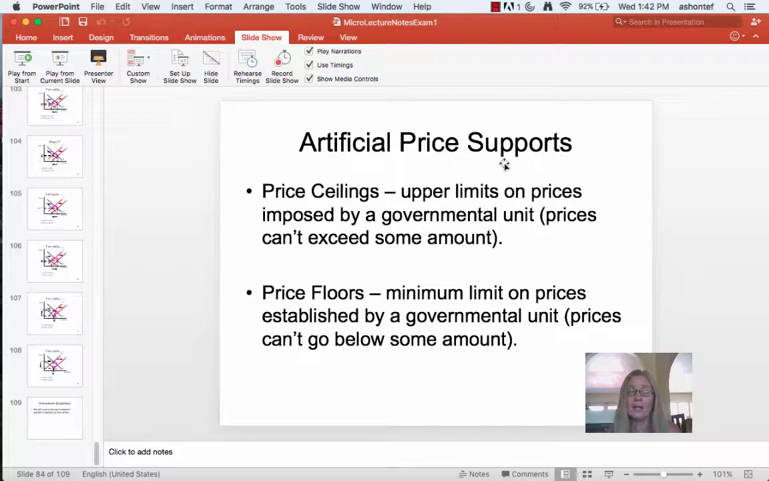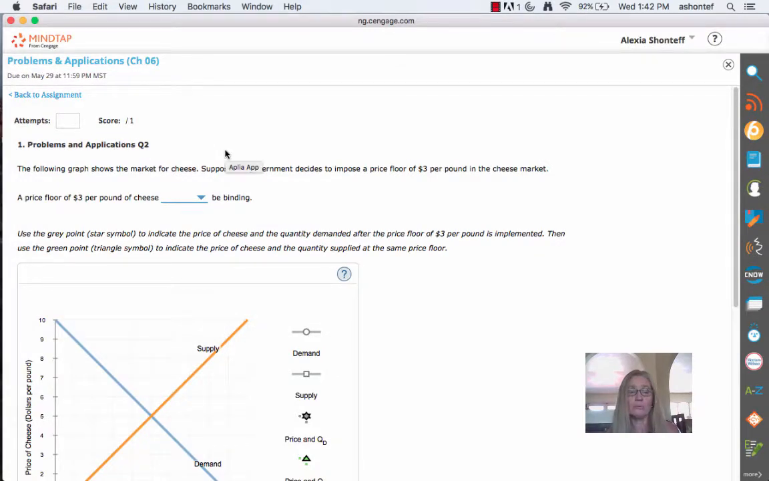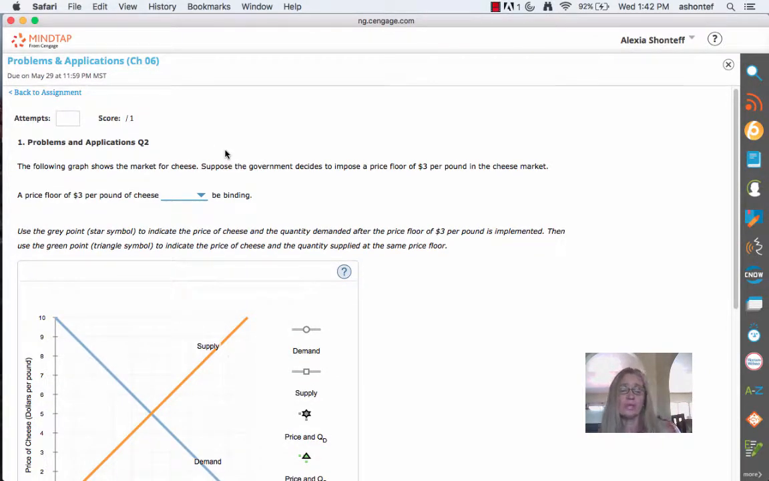So again, if a problem says it's a binding price ceiling or a binding price floor, it means the artificial price support has been set such that it's an issue for the economy. There'll be some problems. So going to the problems.